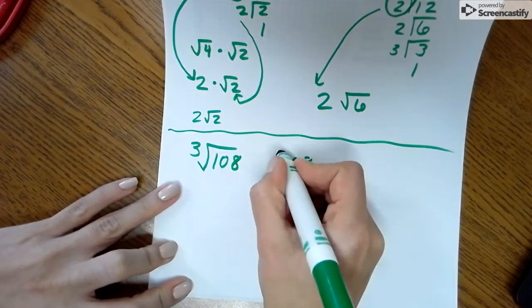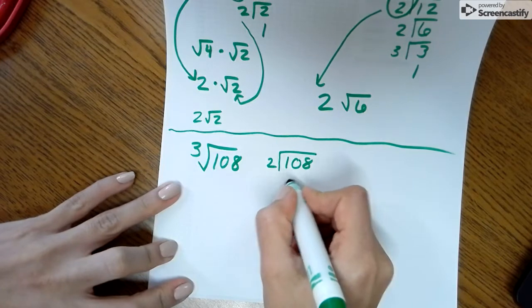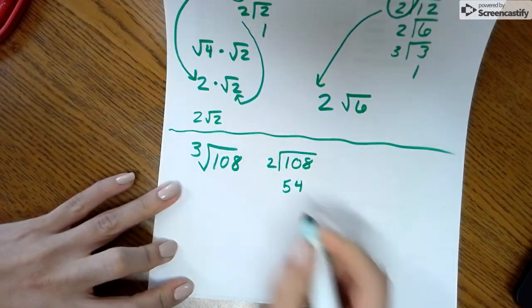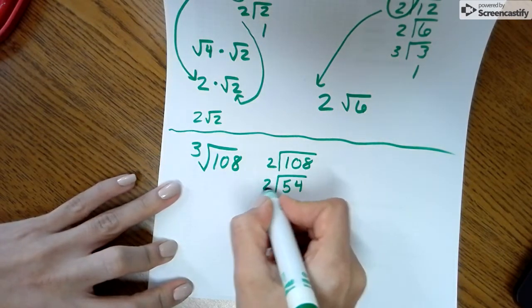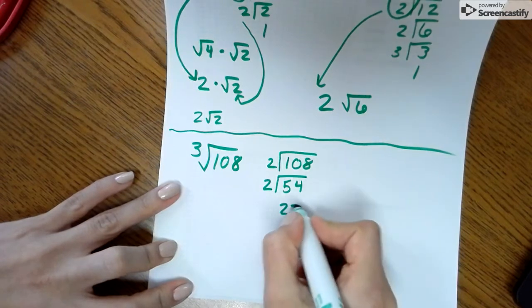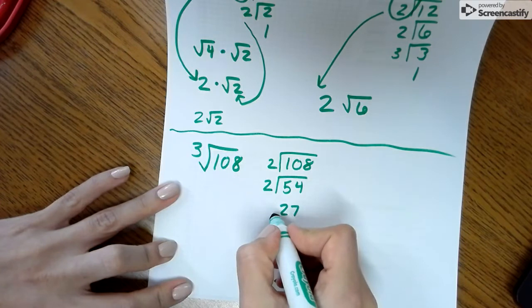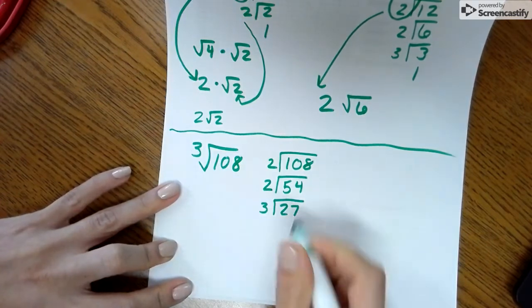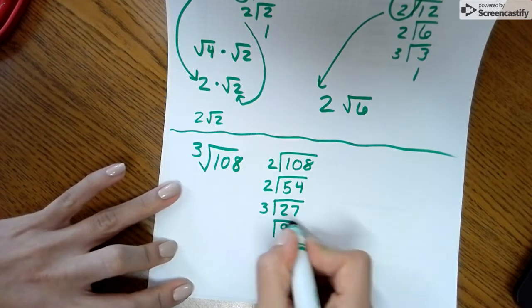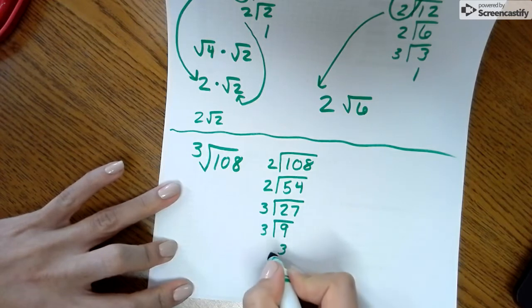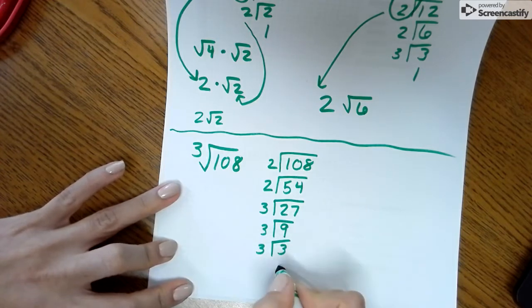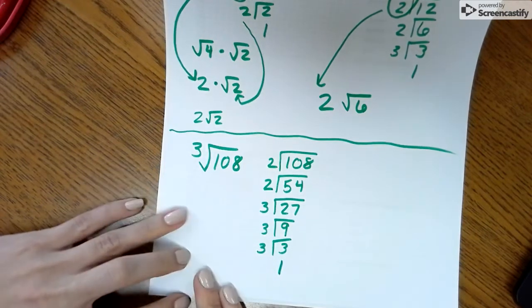All right. So 108 divided by 2 is 54. 54 divided by 2 is 27. Now I can't divide 27 by 2, so I have to switch to a different prime number. 27 divided by 3 is 9. 9 divided by 3 is 3. And 3 divided by 3 is 1.